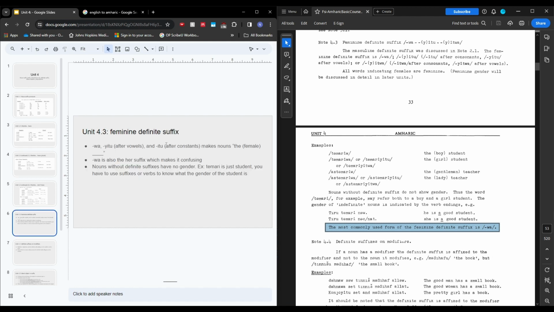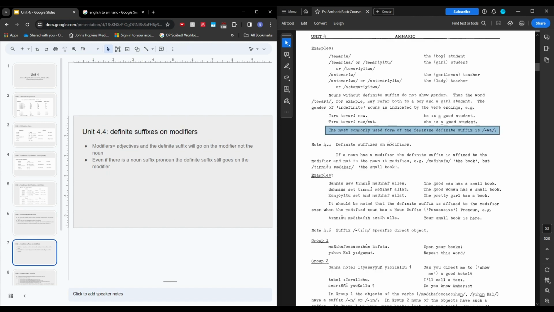Yeah, sorry I didn't click to this slide here, but basically everything I said is just here, but a little bit simplified. Definite suffixes on modifiers. So modifiers are basically just adjectives. They come right before the noun that they're modifying. So like mesaf is book. Mesafu is the book. But when you have some sort of modifier coming before any noun, essentially, the definite suffix gets put onto the modifier. So tinish by itself means small. Because it's modifying book here, and we want to say the small book, then the u suffix is getting put onto tinish because it's modifying book. So tinishu misaf, the small book.